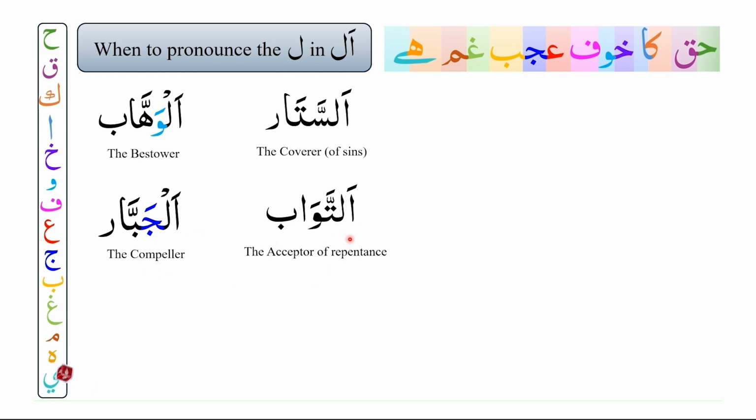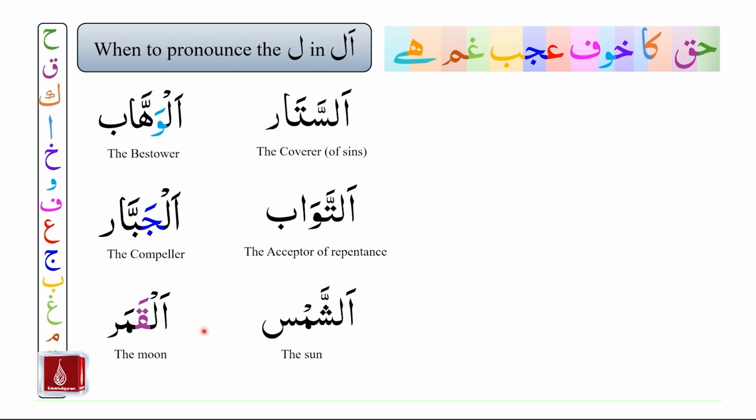Therefore, I will pronounce this as Al-Jabbar. At-Tawwab, I'm not calling this Al-Tawwab, I'm saying At-Tawwab, meaning that I am not pronouncing the lam in this case. That means that ta is not going to be a part of haq ka khauf ajab gham hai, and that is accurate. I do not see ta in the list of these alphabets, so At-Tawwab will be pronounced as such.